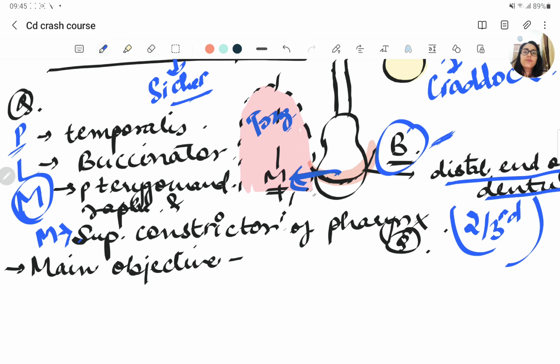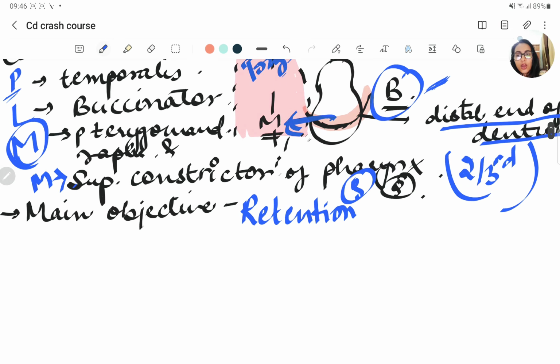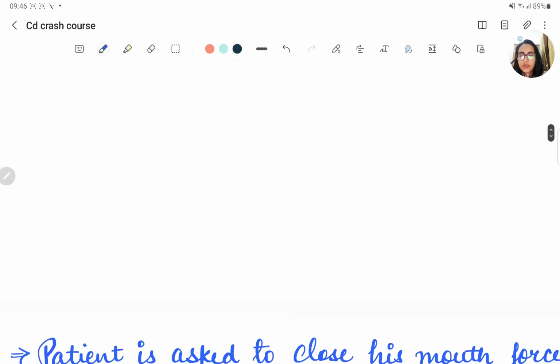The main objective of this retromolar pad area is retention of the mandibular denture. Retention of the maxillary denture is via the PPS. Retention of the mandibular denture is via the retromolar pad area. Along with the retention, it also provides stability of the denture. But the main objective of recording a retromolar pad area is the retention of the mandibular denture.